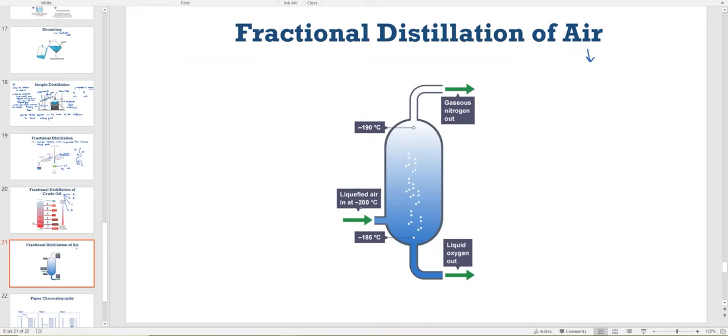So liquefied air enters the fractionating column, and obviously the gases get separated on the basis of the difference in their boiling points. The one that is going from the top will have the lowest boiling point.